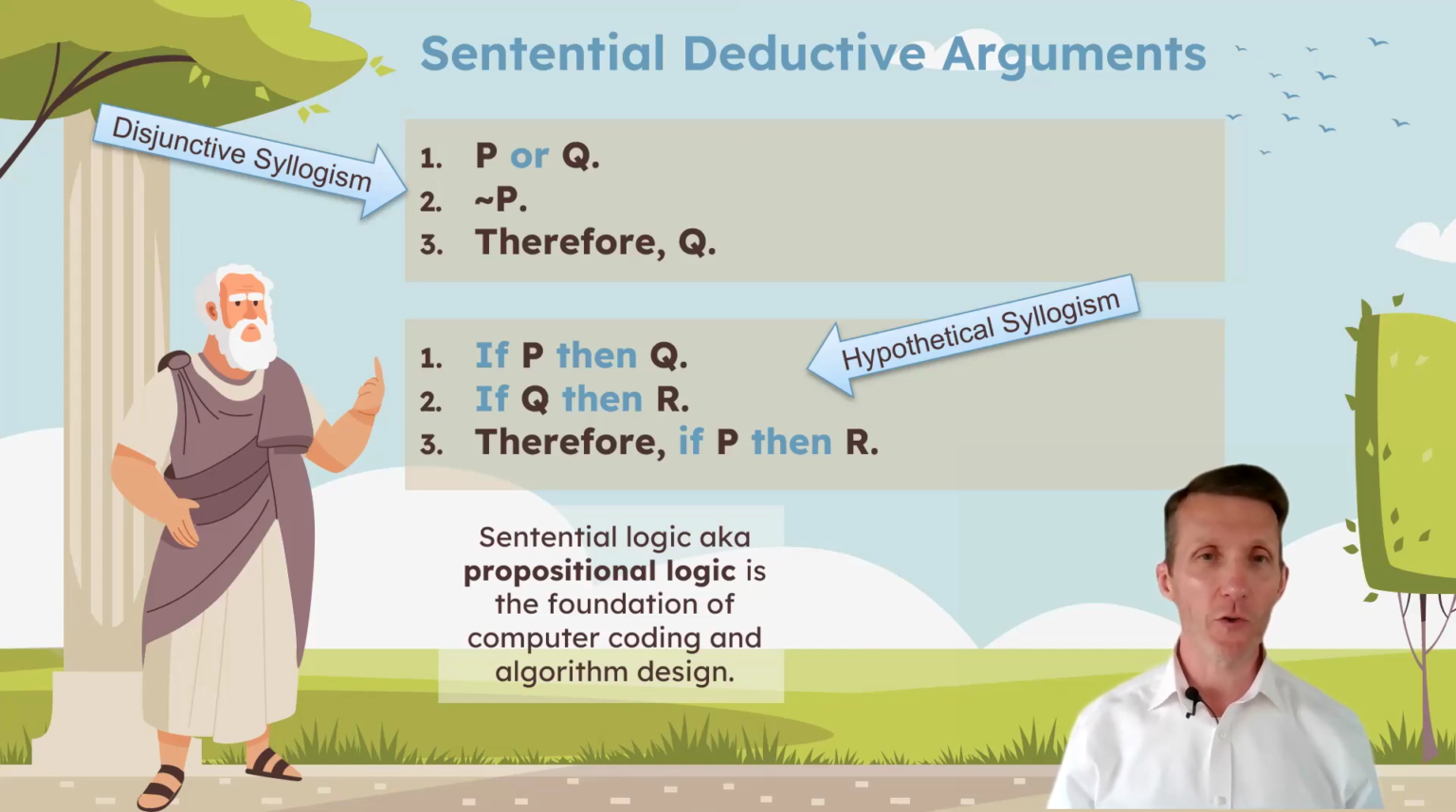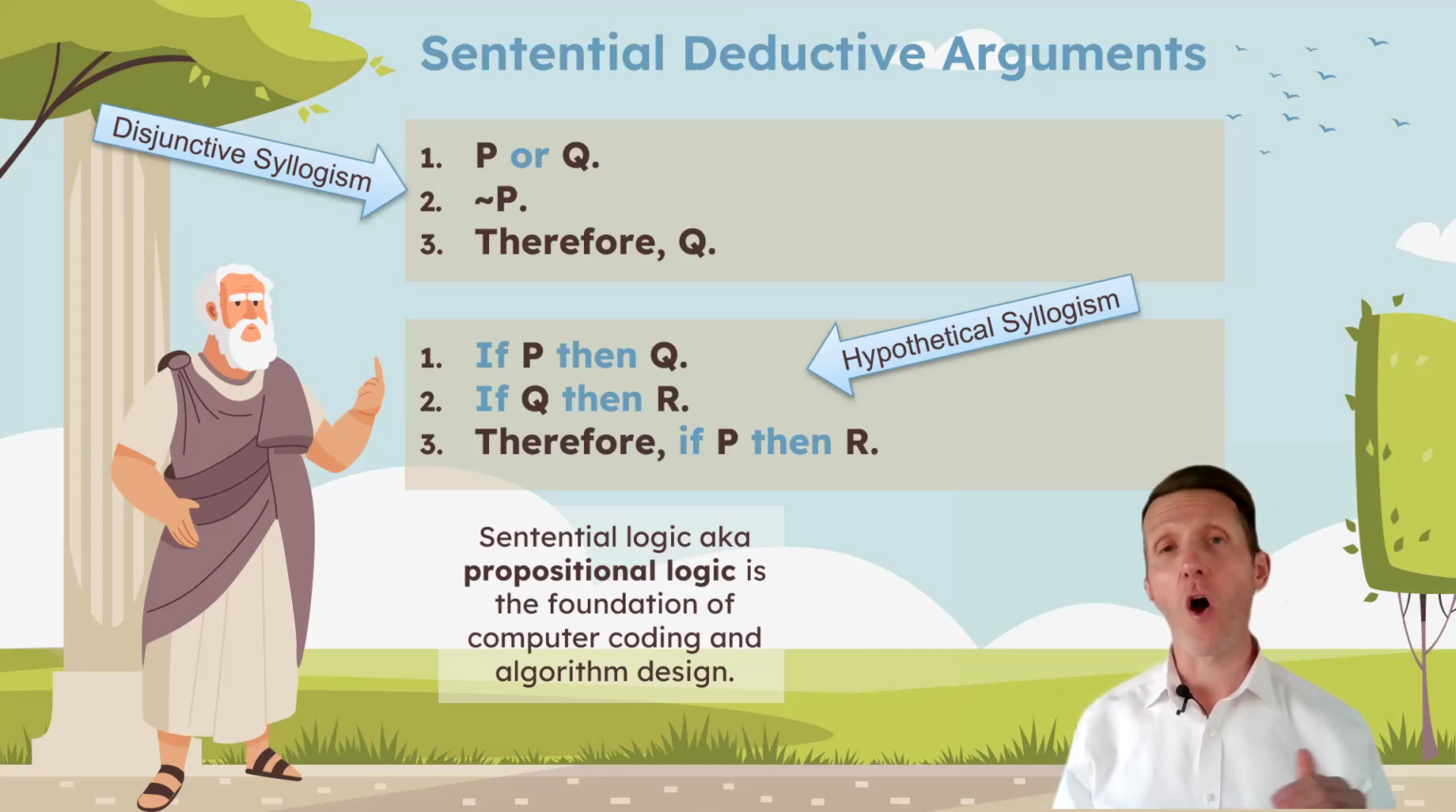Now, for the hypothetical syllogism, you've got if P, then Q. And then you have if Q, then R.